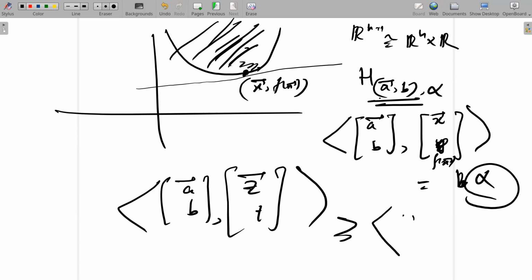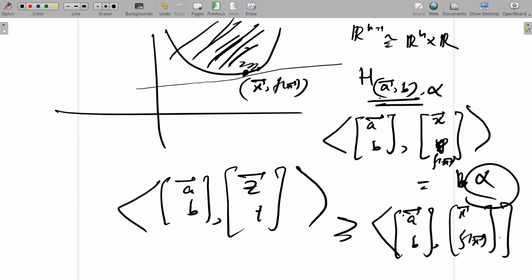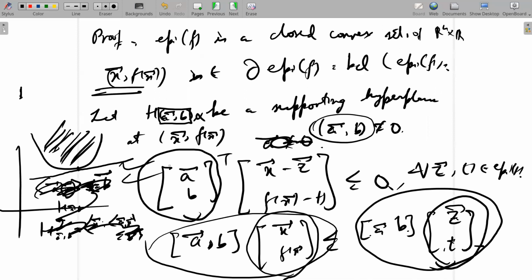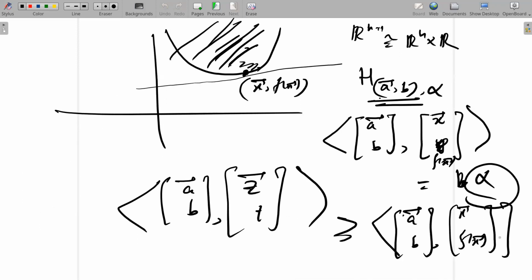So this is going to be bigger than or equal to AB, X, f(X). And that's precisely what has been written here, X minus Z. It's written in the other direction, but it doesn't matter. Either you can take one side.